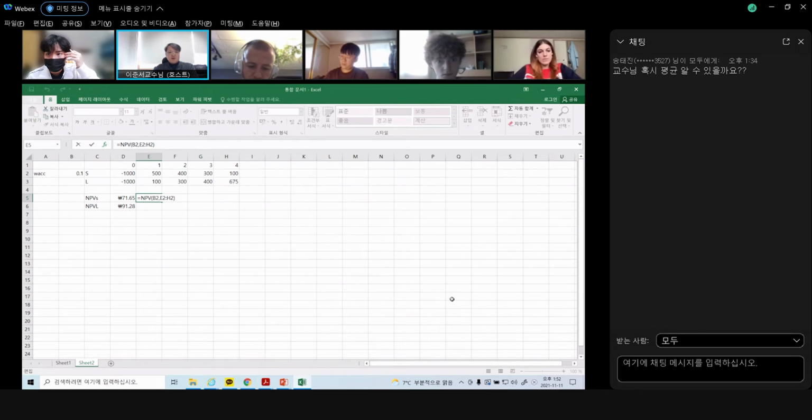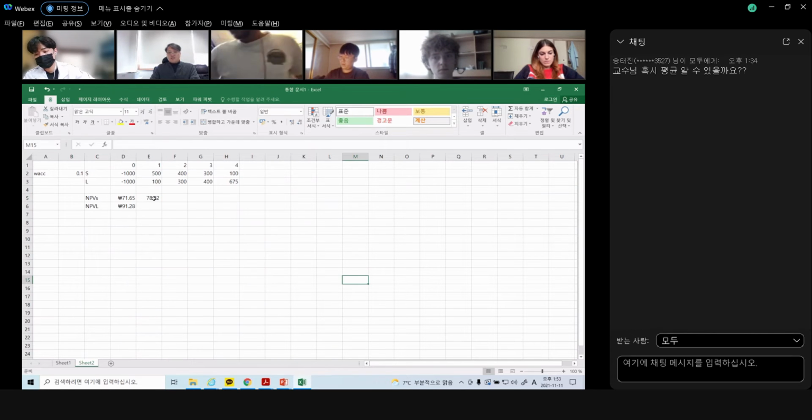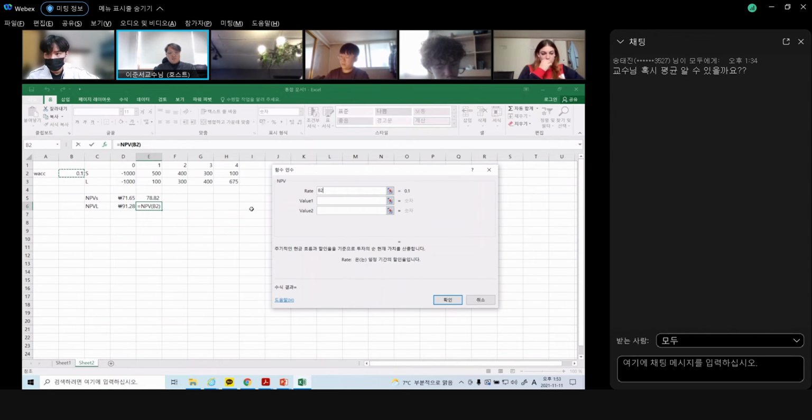Click confirm, and then you need to add the capital expenditure that happened as of today. Then the answer is $78.82. This is identical to what we already derived, right? So $78.82 is the net present value for project S.